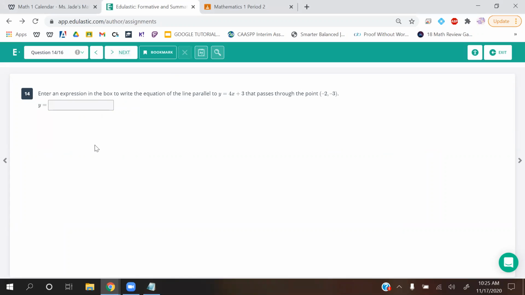Okay, enter an expression in the box to write the equation of the line parallel to that equation that passes through the point -2, -3. So for this one, if we want a line that is parallel, that means you keep the same slope. So if I have y is equal to 4x plus 3, I'm going to keep the 4, and the 3, I'm just going to throw it away. So y is equal to 4x plus b.